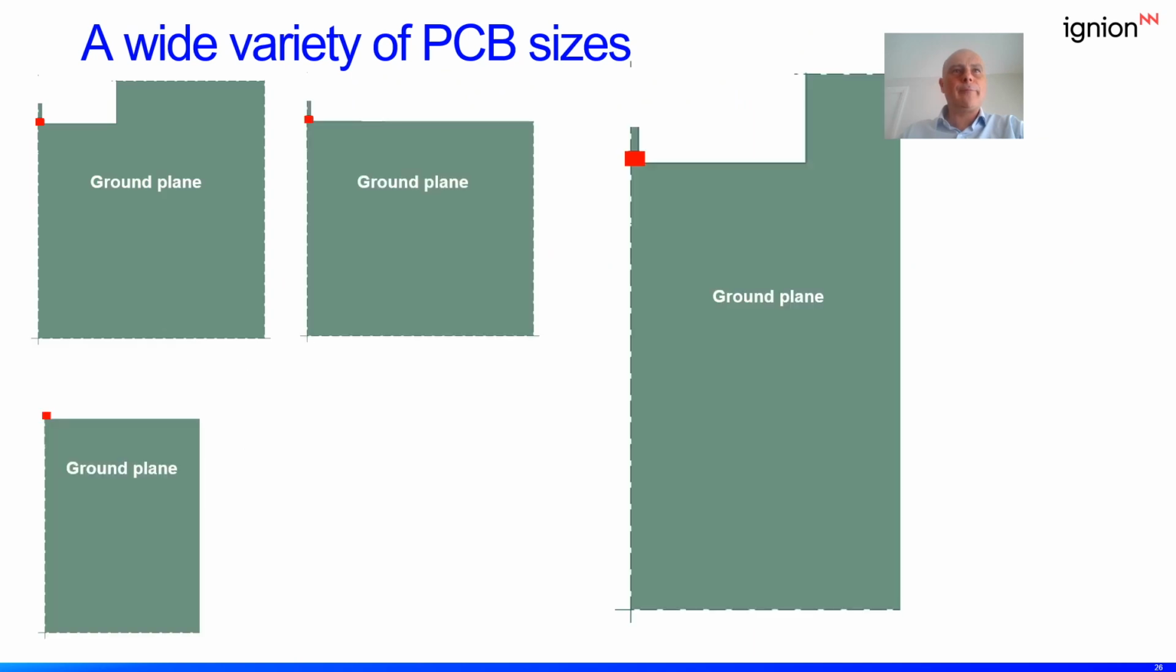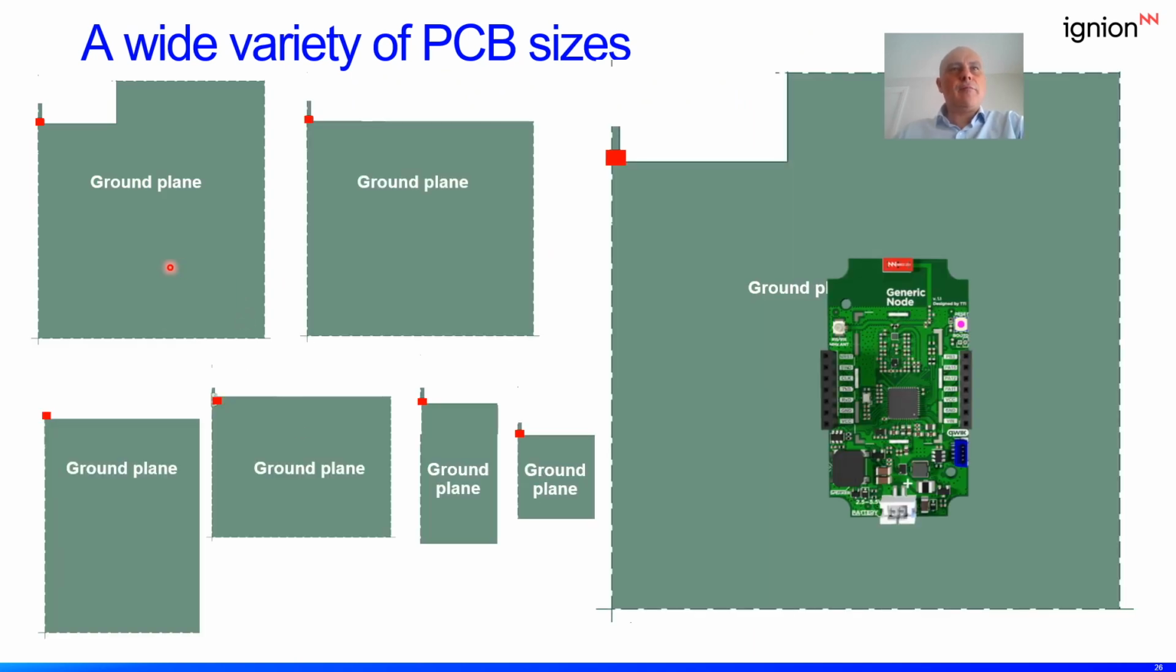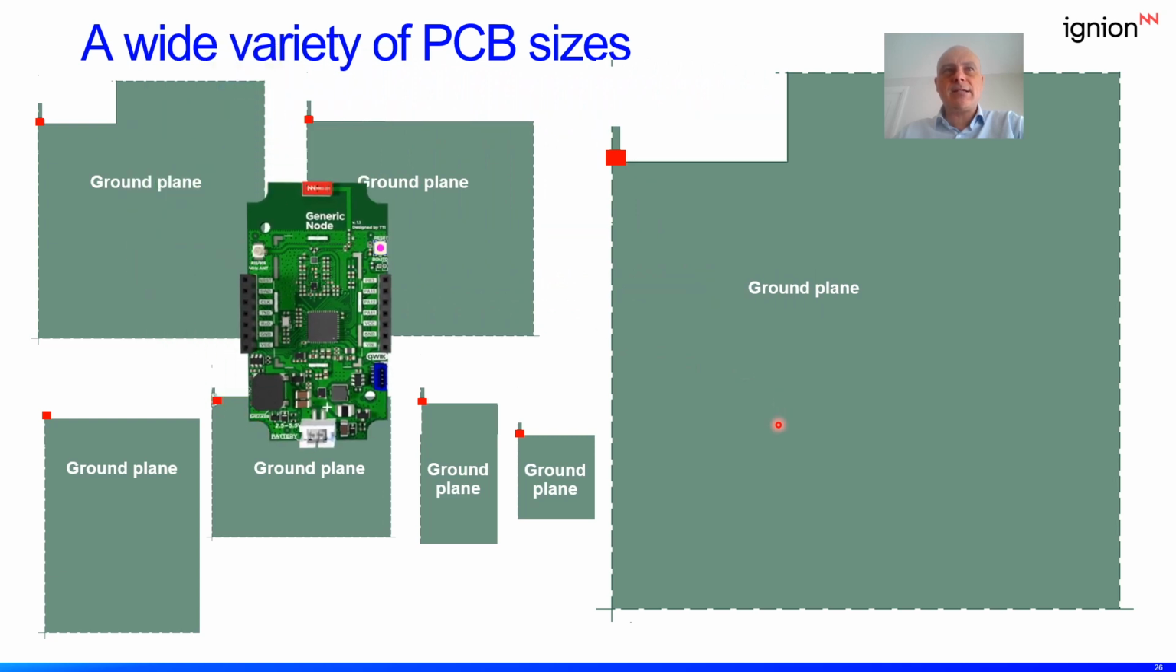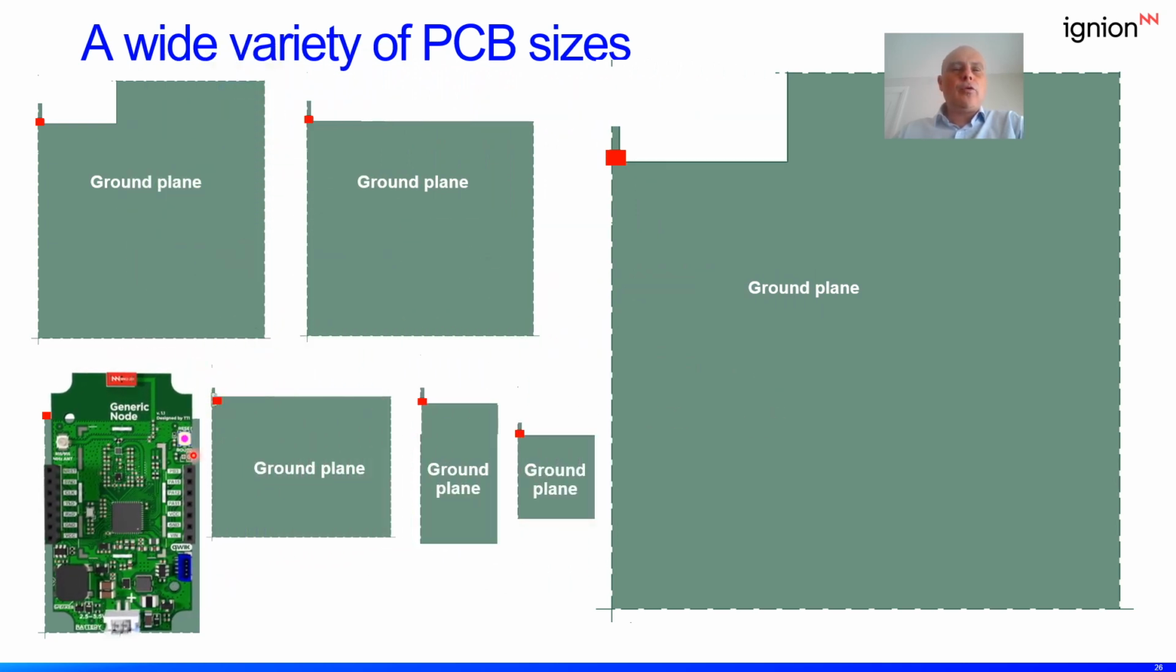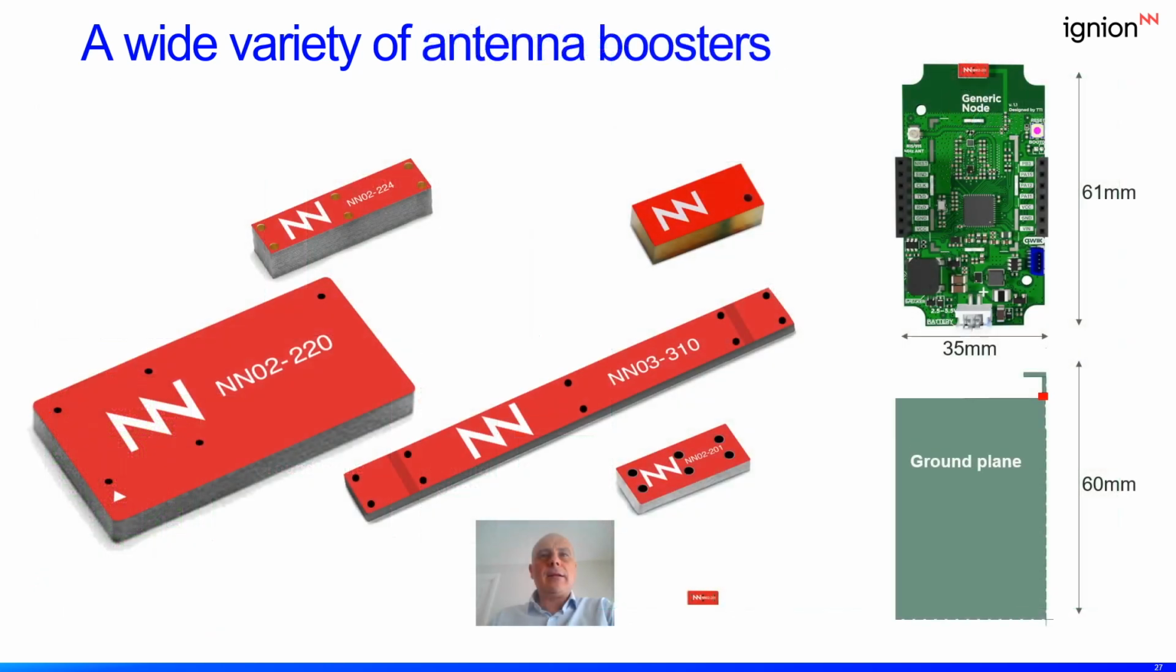Let's see how it works. There are a set of more than 40 different ground plane sizes, and imagine that we want to analyze if our generic node has enough bandwidth for LoRa 900. So we go to our library files and look for the closest ground plane size to our device. Once we have the ground plane, we have that file. The second step is to select the antenna booster. In this case, we want to have a very compact size, so we choose the 1MX10 antenna booster.